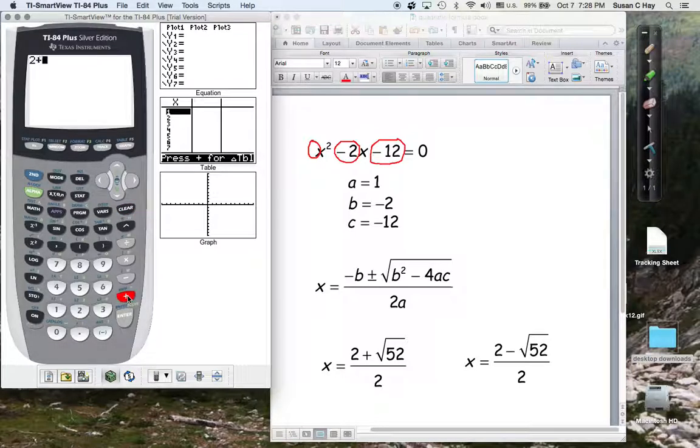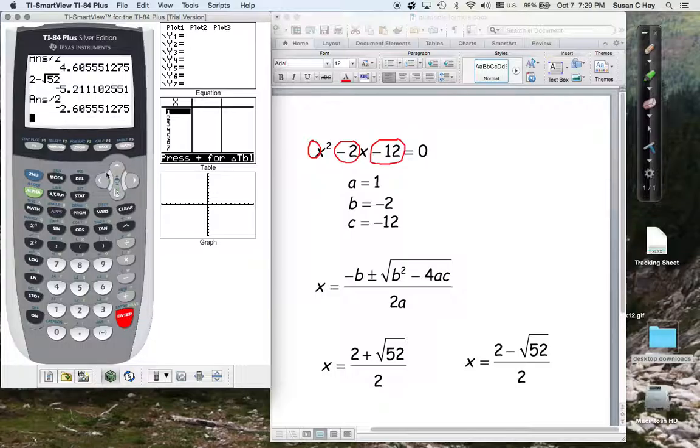You just go 2 plus the square root of 52. Just go ahead and hit enter. So that's the numerator of the fraction. And then divide that by 2. So now I know that my first root should be about 4.6. And then you're going to evaluate the other one, and that's going to be 2 minus the square root of 52. Hit enter and divide that by 2. And then you're going to see what you get there.